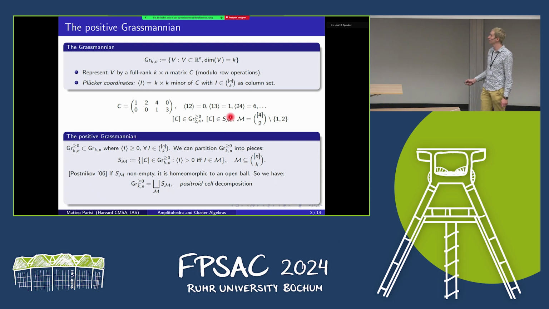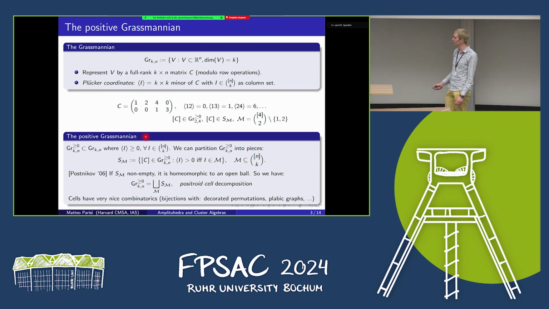This M, of course, can be seen as the set of bases of a matroid, and in this case it is a positroid because it comes from a positive matrix. And there is a beautiful combinatorics associated to these positroid cells, which are in bijection with decorated permutations, Le-diagrams, plabic graphs, and many other objects.